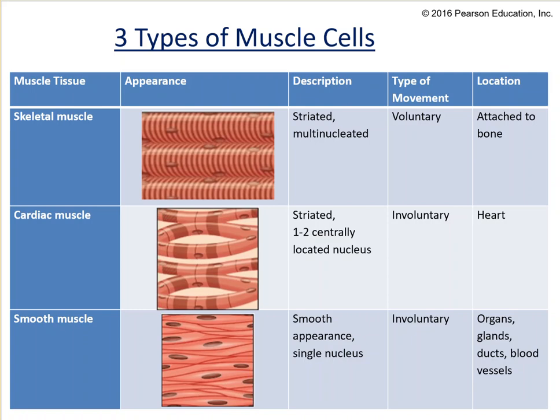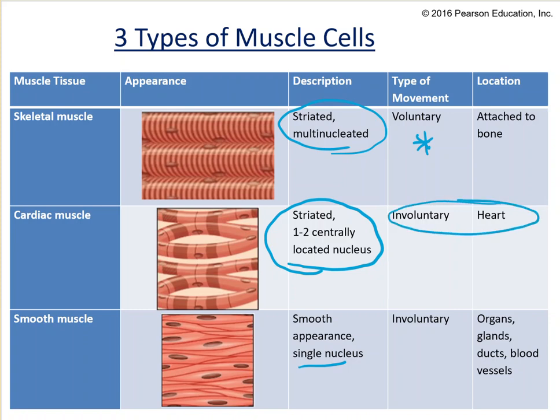This chart here helps go over those 3 types of muscle cells. Again, your skeletal with your striated, multinucleated, your cardiac with striated, usually just one centrally located nucleus, and then your smooth muscle that has no striations and only one nucleus. Remember also that your skeletal muscle is the only one that is voluntary. The other 2 are involuntary. The cardiac is for the involuntary beating of your heart. The smooth muscle is for the involuntary movement found in organs, glands, ducts, blood vessels, etc.